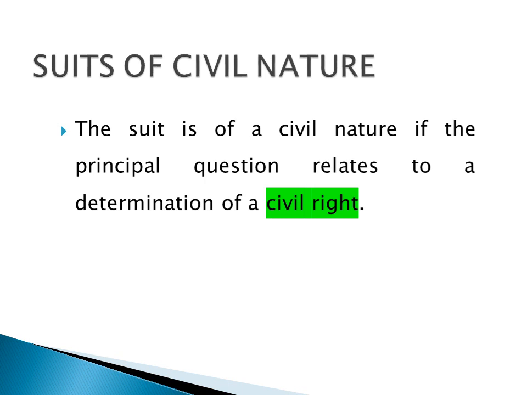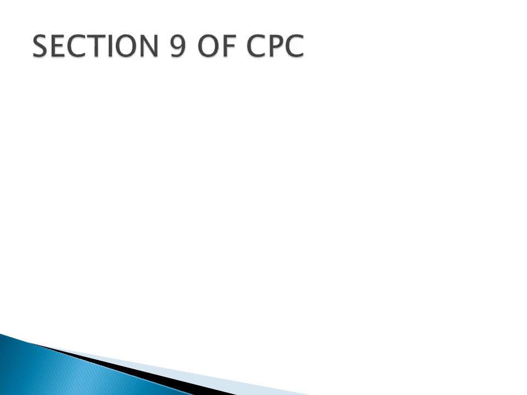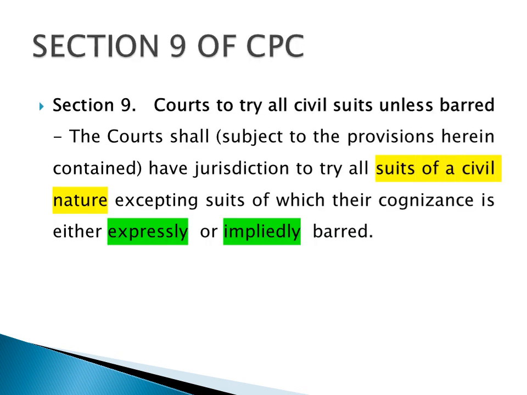Every court has its own jurisdiction, and civil courts also have their own jurisdiction. Section 9 of CPC provides courts to try all civil suits unless barred. The court shall, subject to the provisions herein contained, have jurisdiction to try all suits of a civil nature excepting suits of which their cognizance is either expressly or impliedly barred.